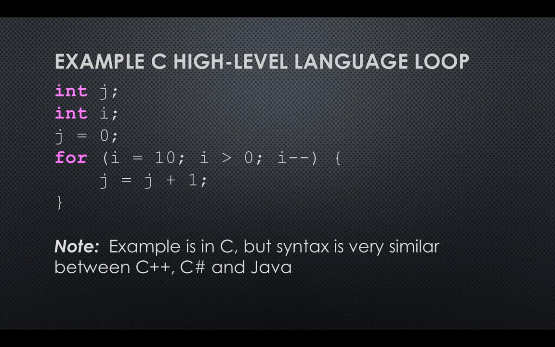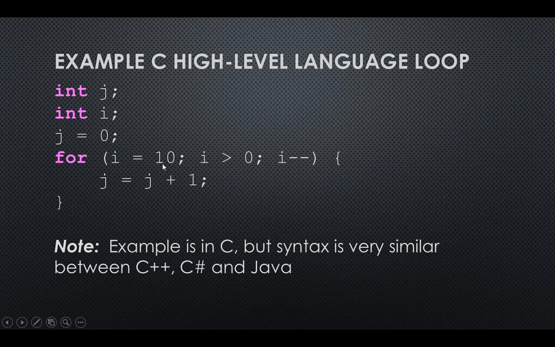Next, we initialize j equal to 0. The fourth line, we declare a loop, a for loop. The for loop has three parts separated by semicolons. The first is the initializer. So we're going to initialize the variable i to 10. We're then going to have a section that compares i to see if it's greater than 0. As long as i is greater than 0, we're going to continue in the loop. And lastly, every iteration through the loop, we're going to decrement i. That minus minus is a decrement operator.